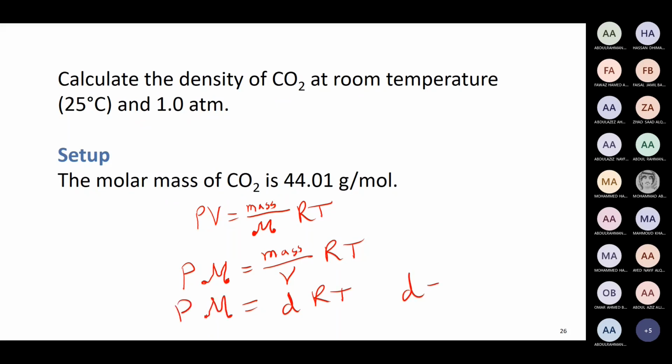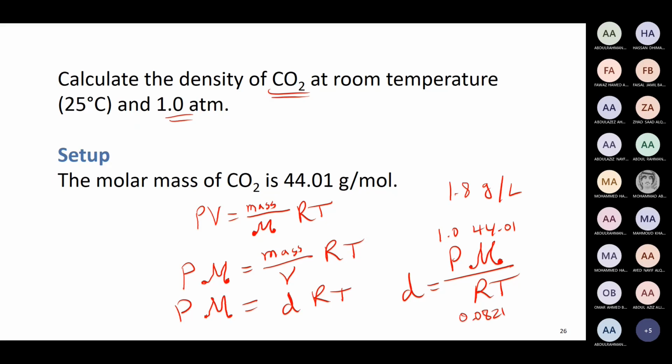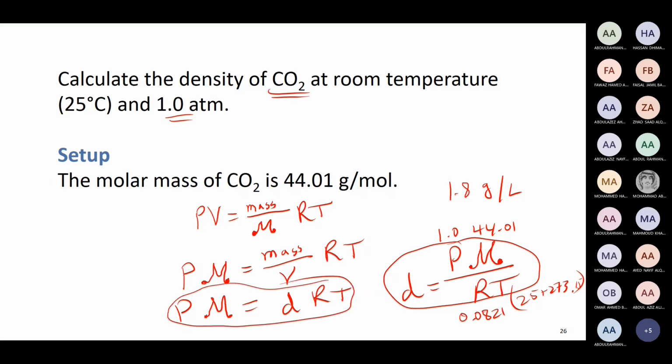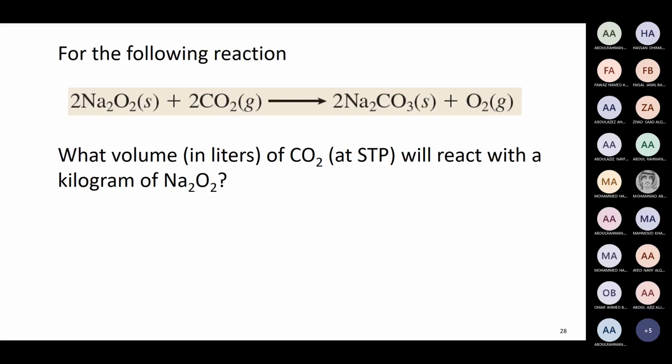So what's density? PM over RT. P times molar mass over RT, as simple as that. Go ahead, calculate the density of CO2. You have all the information. 1.8, exactly. It is 1.8 gram per liter. Why? Because the pressure is 1 atmosphere, molar mass is 44.01, R is 0.0821, and temperature is 25 plus 273.15. I hope you have to memorize this equation, or at least you have to know how to derive it. Clear, guys? Good. Yes, clear. Good.